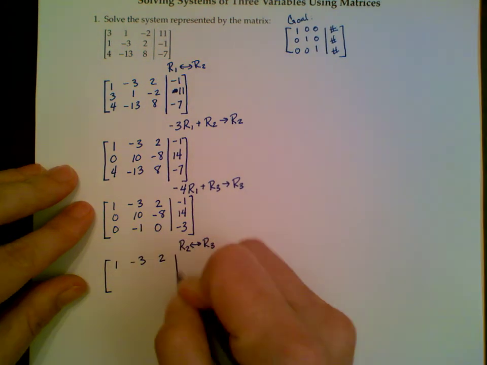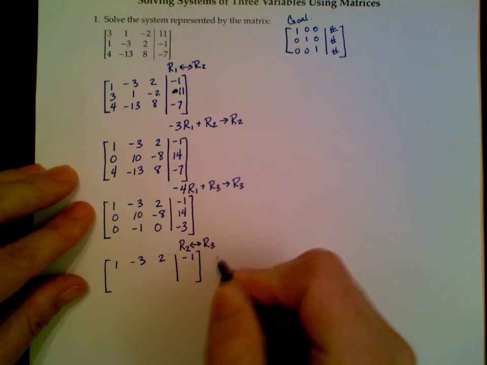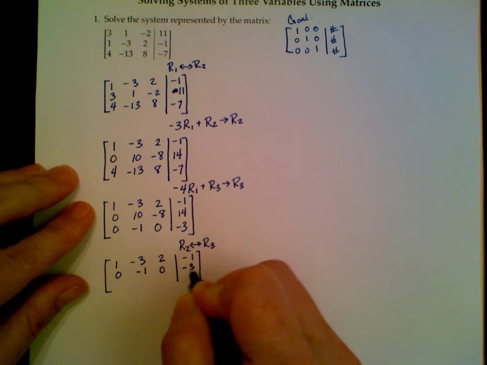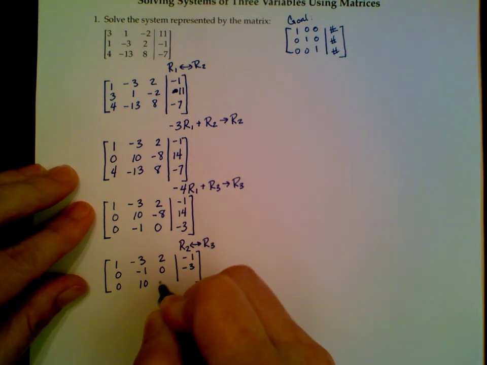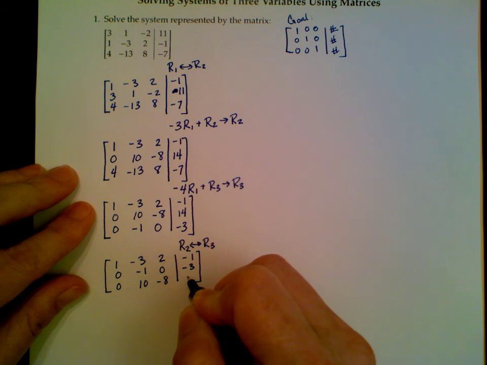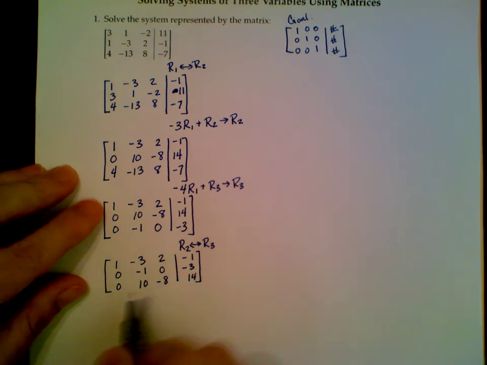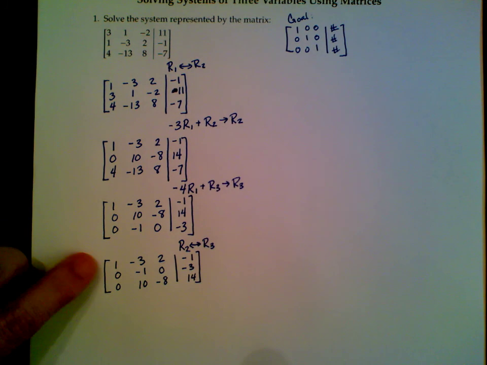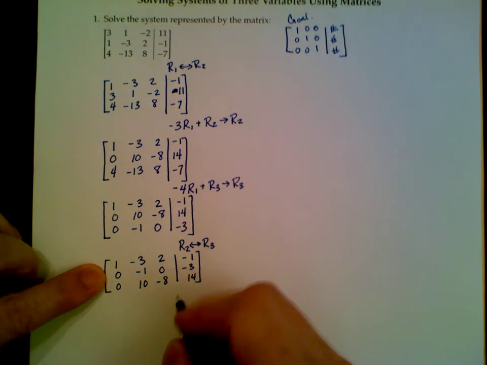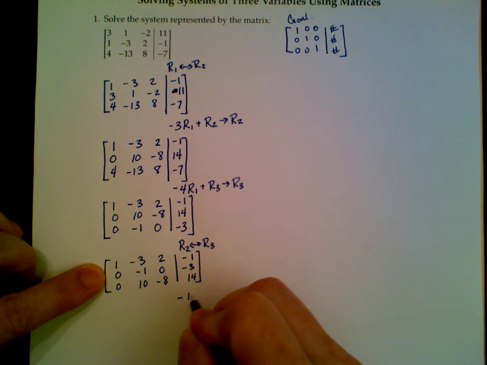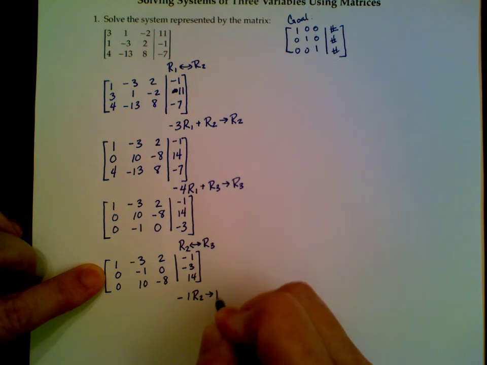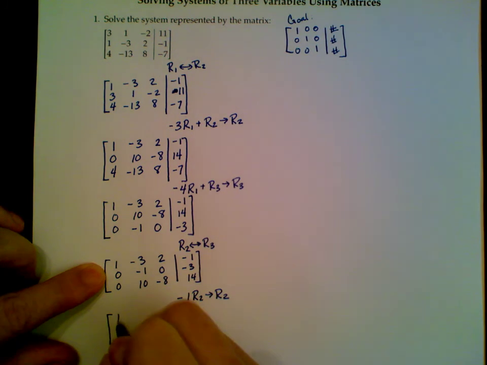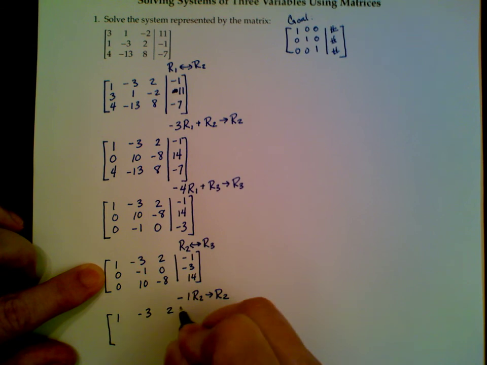I'm going to recopy row 1 since that doesn't change. Now row 3 becomes row 2, and row 2 becomes row 3. I'm going to double check that I copied that correctly. Now all I need to do is multiply row 2 by a negative 1, which is about as easy as multiplication gets.